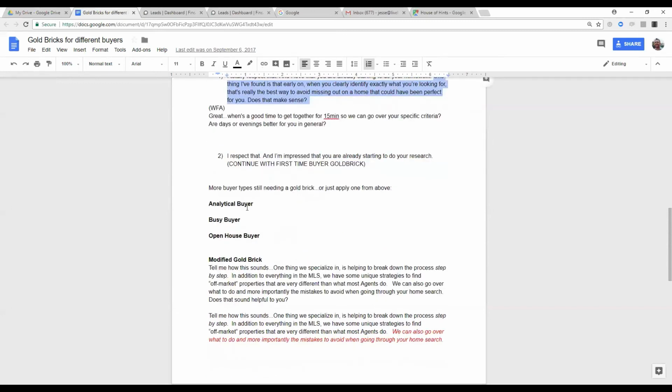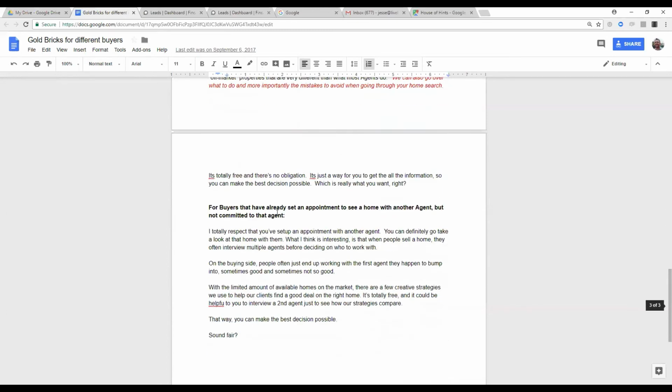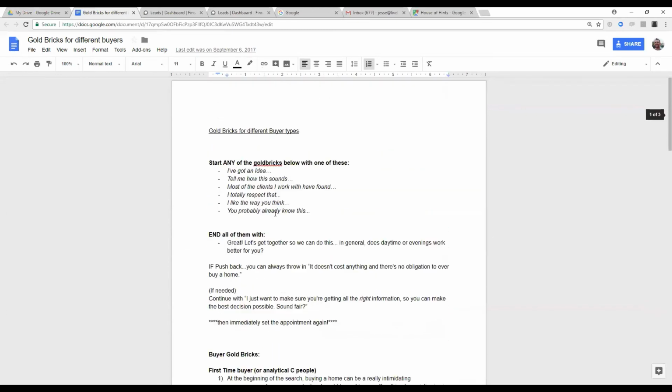By the way, these are some other examples. You could have one for a busy buyer, an open house buyer. Here's some other versions of gold bricks. I can go over this stuff in as much detail as we need.